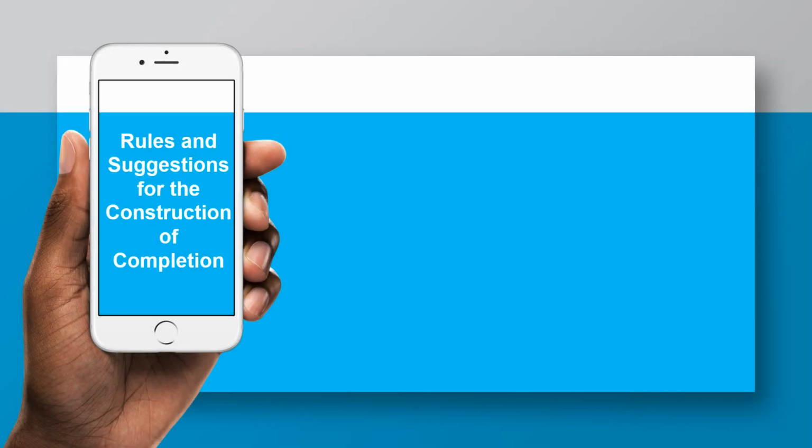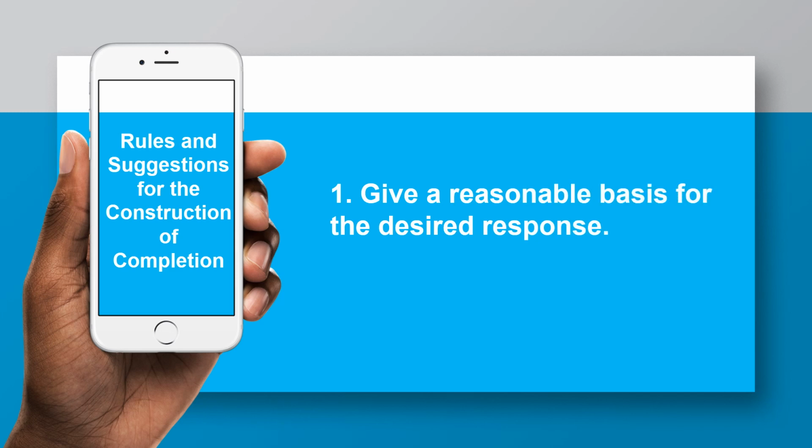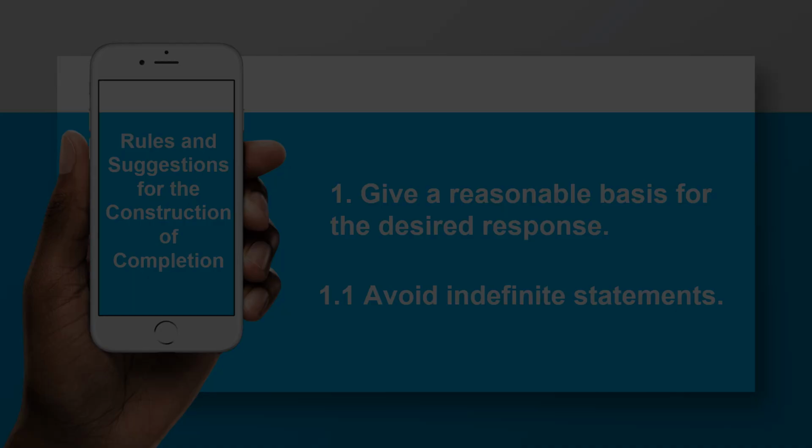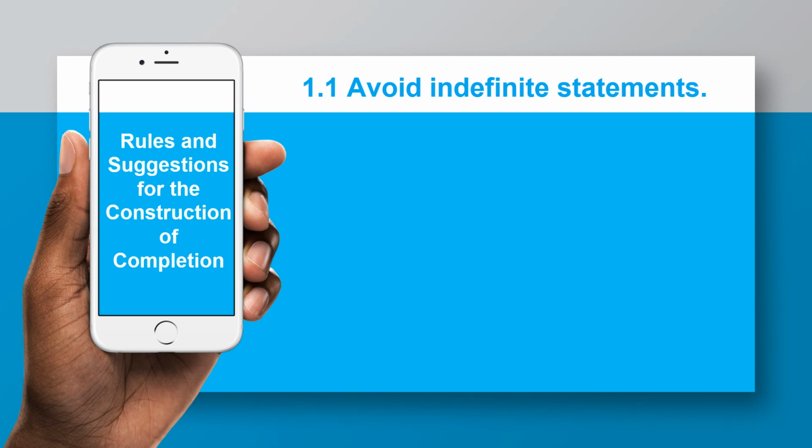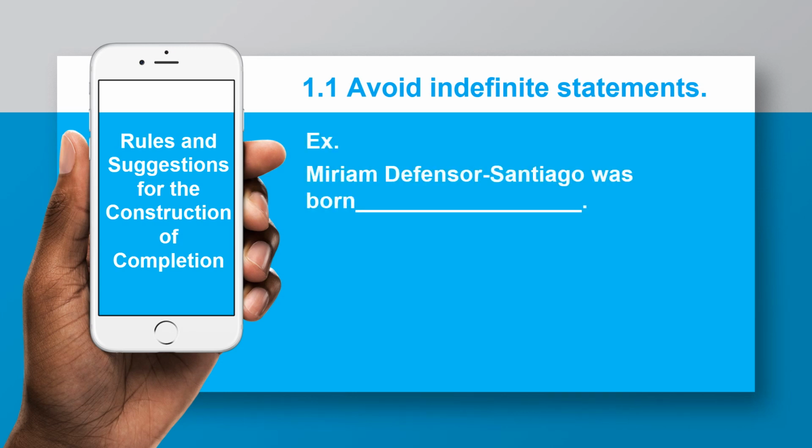The first rule under the completion type is to give a reasonable basis for the desired response. Avoid indefinite statements. Avoid indefinite statements, just like this one. Miriam Defensor Santiago was born. What do you think is wrong with the example?